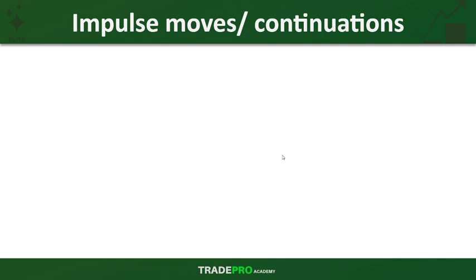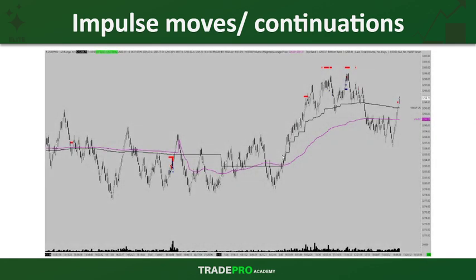Now, impulse moves and continuations. We really love impulse moves because they identify last chance levels for the continued move in that direction of the trend, and also where the trend starts. So the impulse move is the starting point of a market movement that either prints a higher high, a new high, or a lower low, a new low, depending on the direction of the trend.